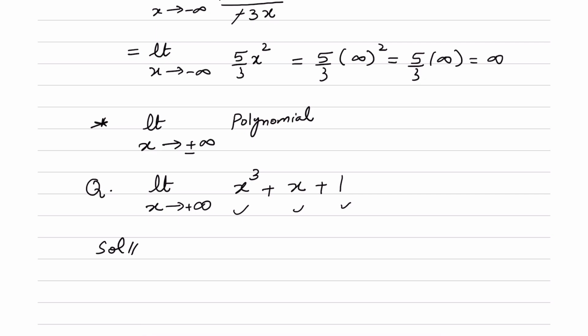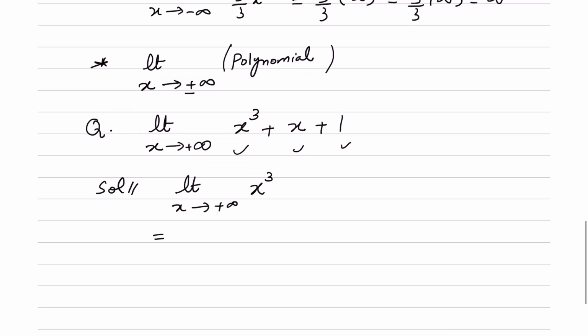So just like in the rational functions, when we were finding the limit at infinity or minus infinity, in the case of the polynomial we will only keep the highest degree term, and here the highest degree term is x cube, with the limit at plus infinity. Now after keeping the highest degree term, we apply the limit, which gives us infinity cube, which is just infinity. So why are we keeping the highest degree term only?